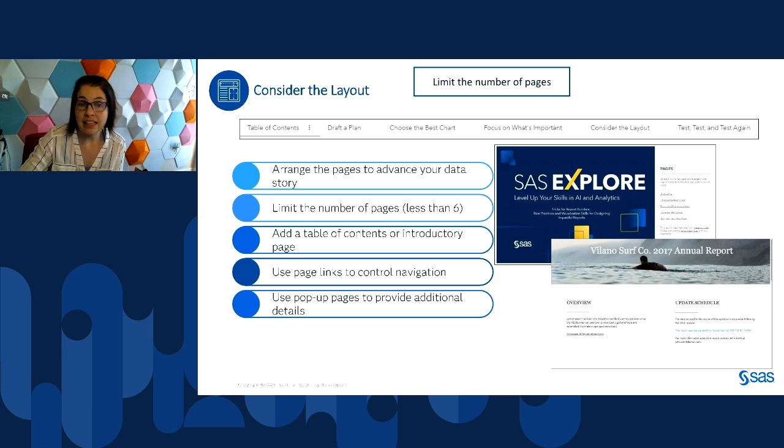In addition to limiting the number of pages, we also want to arrange the pages to advance our data story. So if we think somebody should view one page first and then another page second, we want to arrange them in that order. So for example, if I was creating a report on this presentation, I would have a table of contents to display what they're going to see in that report, to describe the purpose of the report, and then maybe link to each page. And then I would arrange each page in the step order that I would recommend. So draft a plan is first, choosing the best chart is second, and so on.